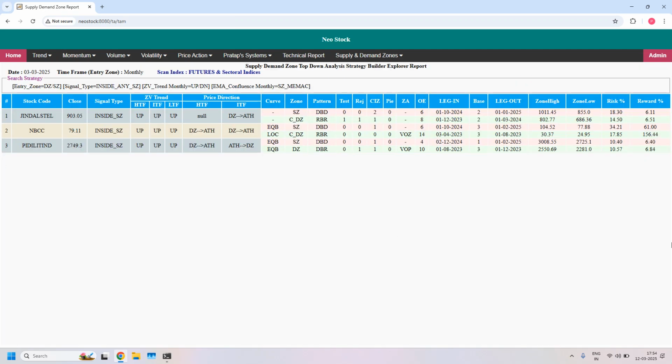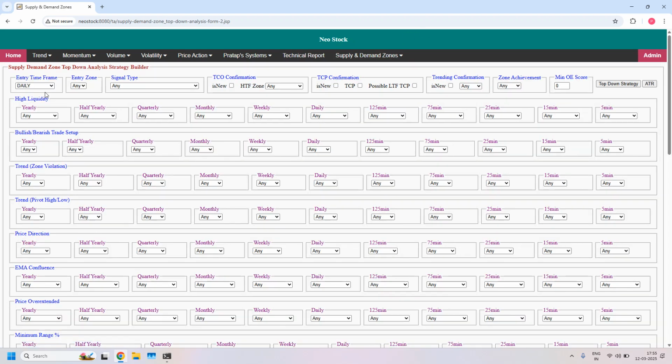So we got 3 stocks. These 3 monthly supply zones are having monthly EMA confluence, and current price closed inside these monthly supply zones. Okay, this is about monthly time frame. Next time frame is weekly.